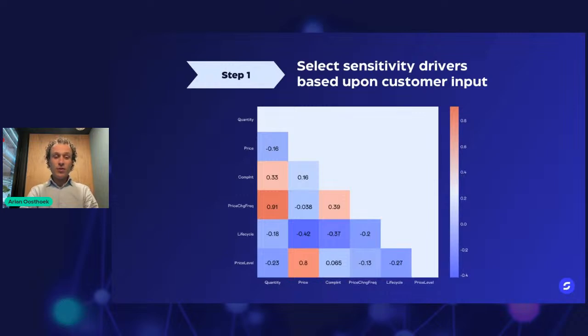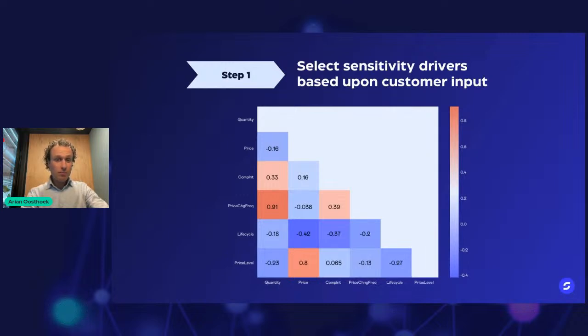So in this example, you see there's a big relation between the price change frequency and the quantity sold. And also between the price level, the price change frequency and the number of competitors. So these are relations, and you want to get the confirmation from the company that you also saw this in the beginning, during the sensitivity driver interviews. So that's something to validate.